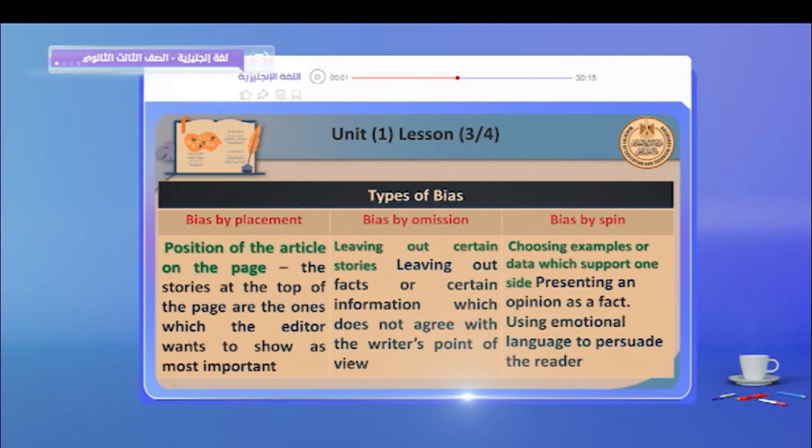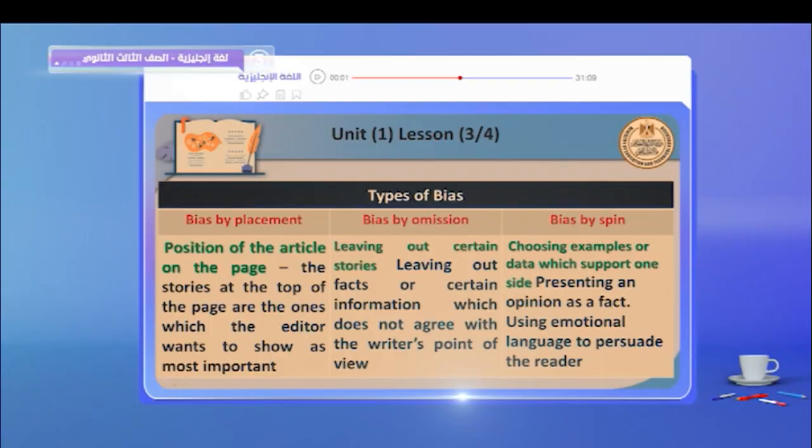So the stories at the top of the page are the ones which the editor wants to show as most important. The writer or the editor, the person who prepares the newspaper and controls these things, puts the most important news in the biggest font and on the first page. This is what we call bias by placement.